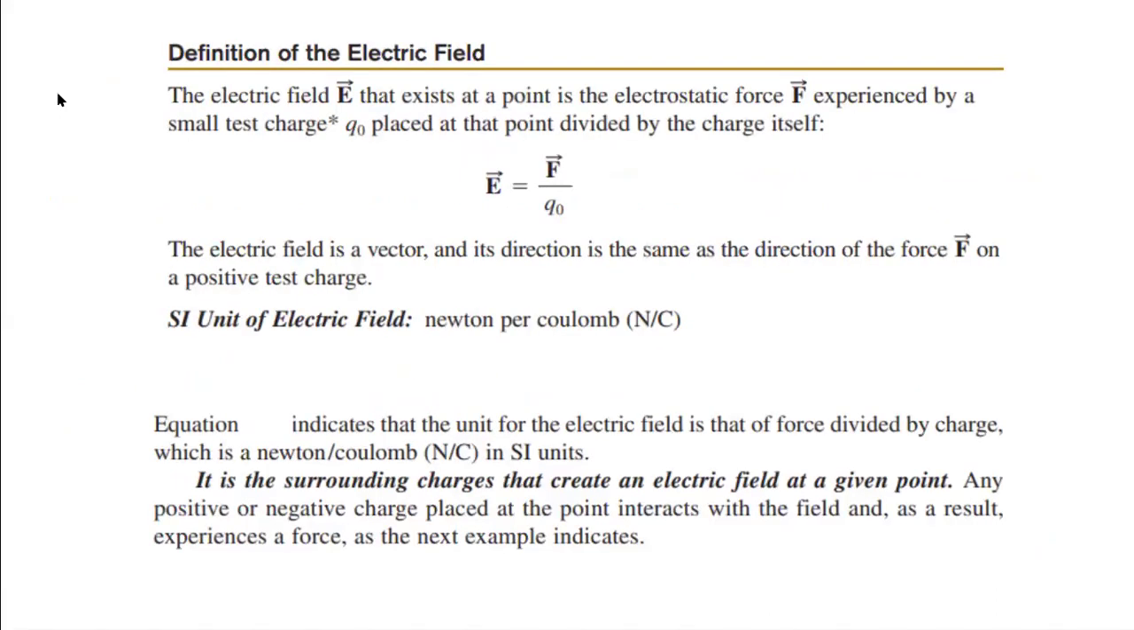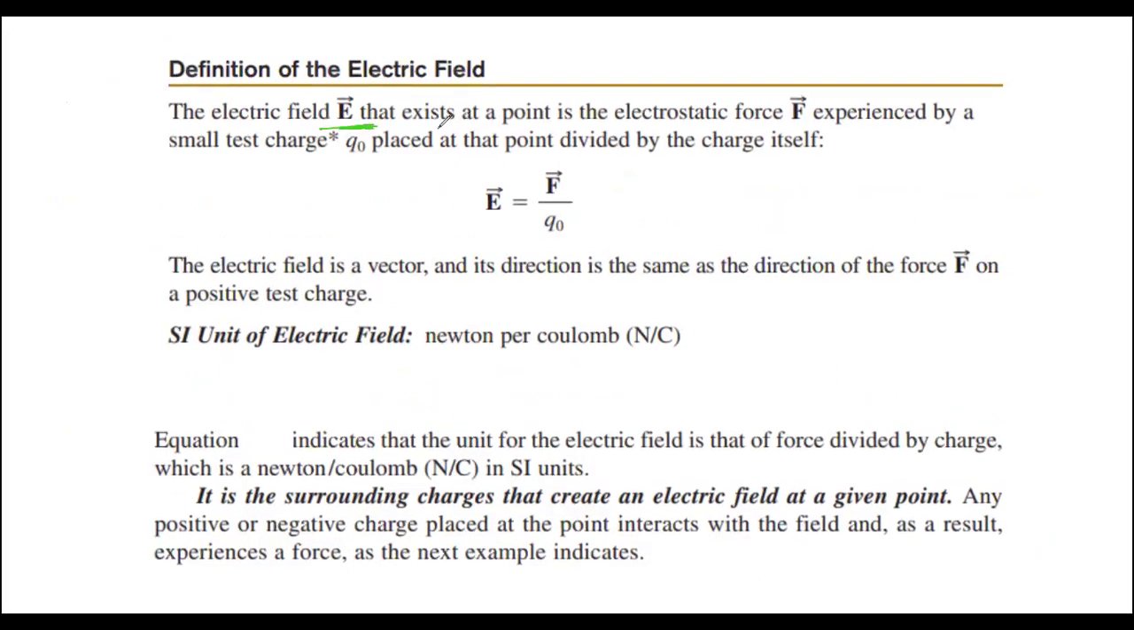Next, we already talked about the definition of electric field. The electric field that exists at a point is the electrostatic force experienced by a small test charge Q naught placed at that point divided by the charge itself. E is equal to F upon Q naught. I will not go into the details now. Units also we discussed: Newton per coulomb.